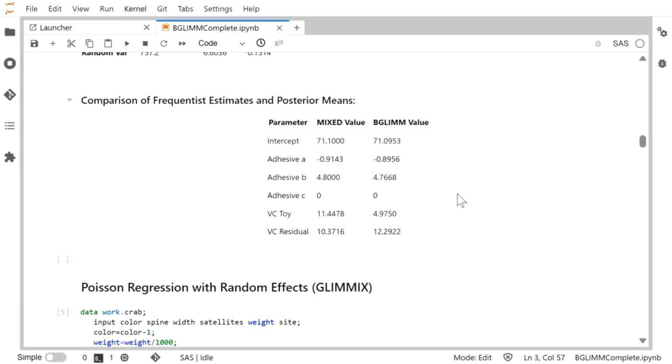But Danny, your toy and residual variance components are different. Yeah, I warned you about that. I probably can't trust the answers that came out from PROC mixed because the asymptotics broke down. I honestly think that the Bayesian answers are the better answers for those variance components.